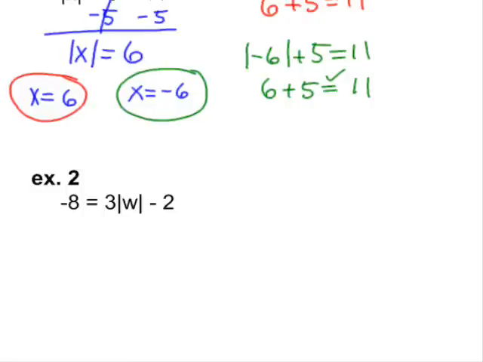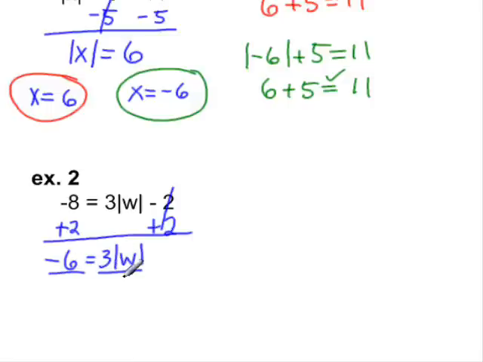So if this is an equation that read negative 8 equals 3w minus 2 instead of the absolute value, we would still add 2 on both sides. And I would get negative 6 equals 3w. And since we're dealing with absolute value, I'm going to put the absolute values there. Now to get that 3 away from the right side, we're going to be dividing both sides by 3. And you can see here this is going to give me negative 2 is equal to the absolute value of w.